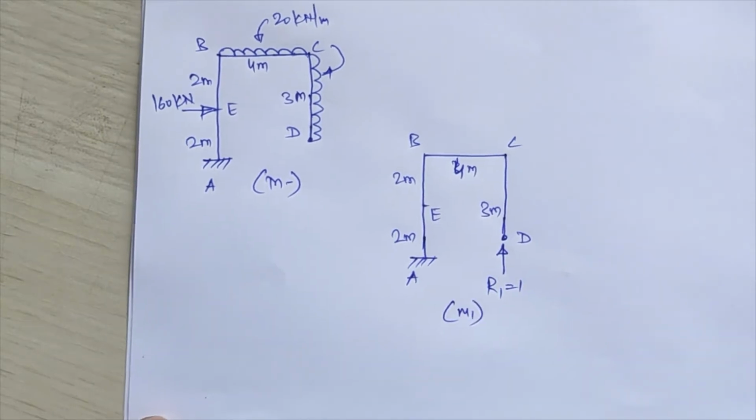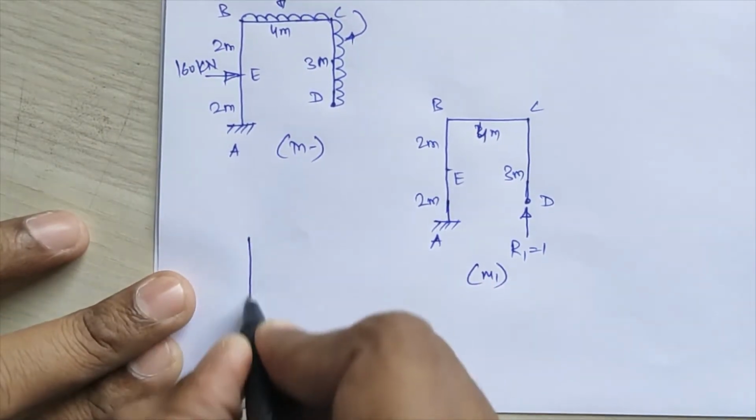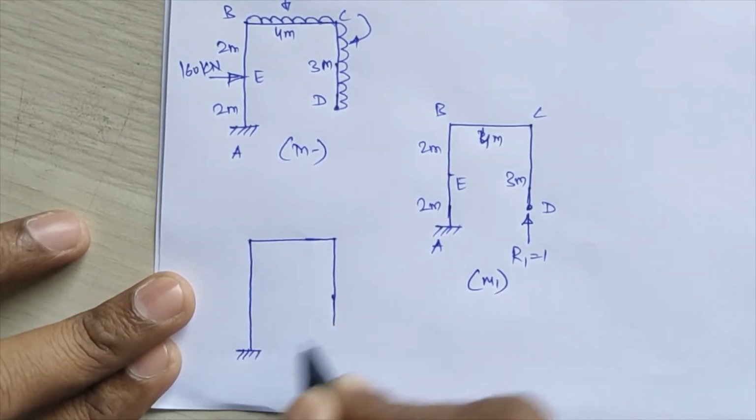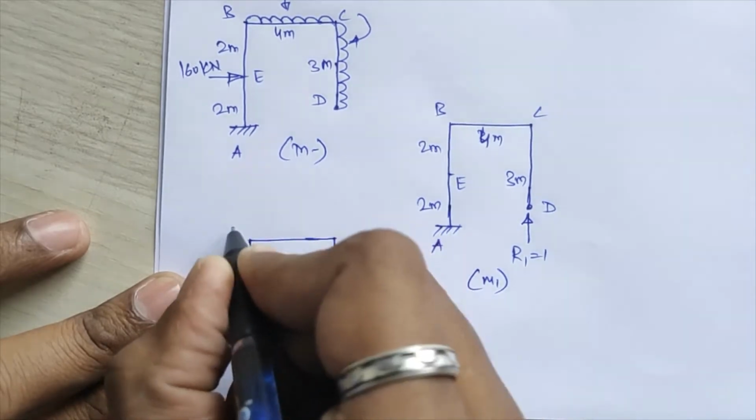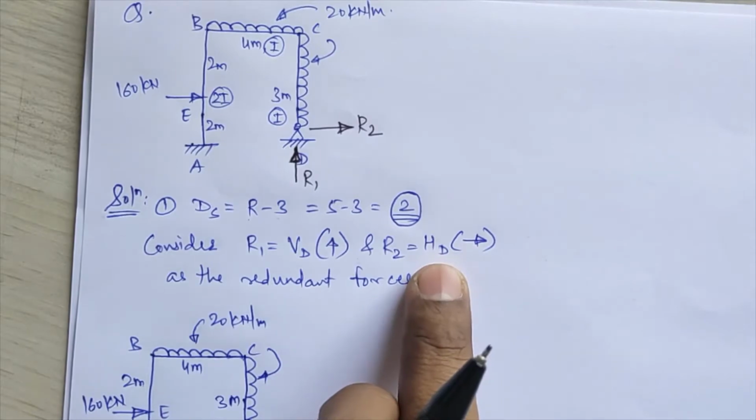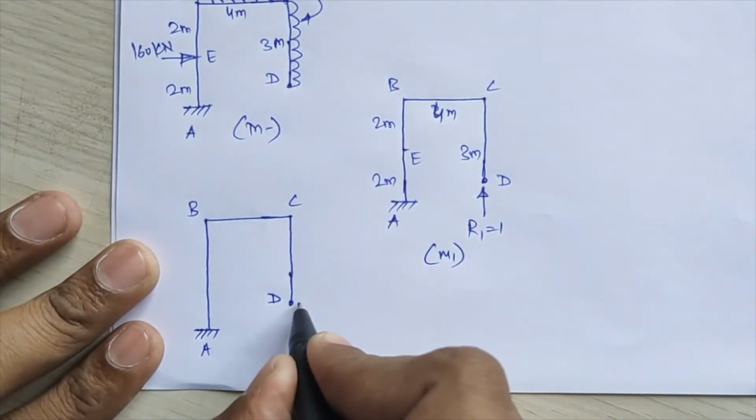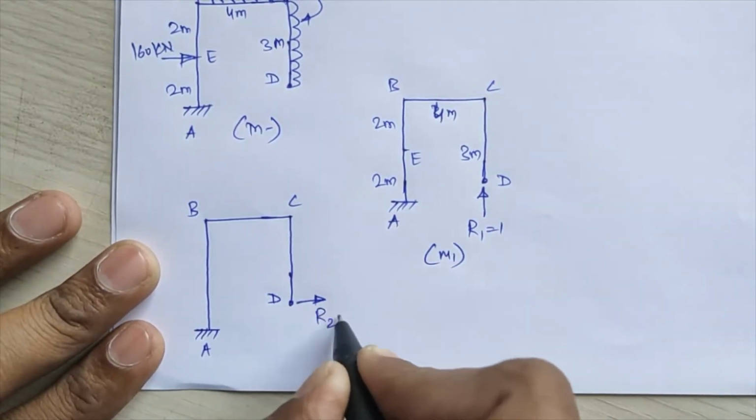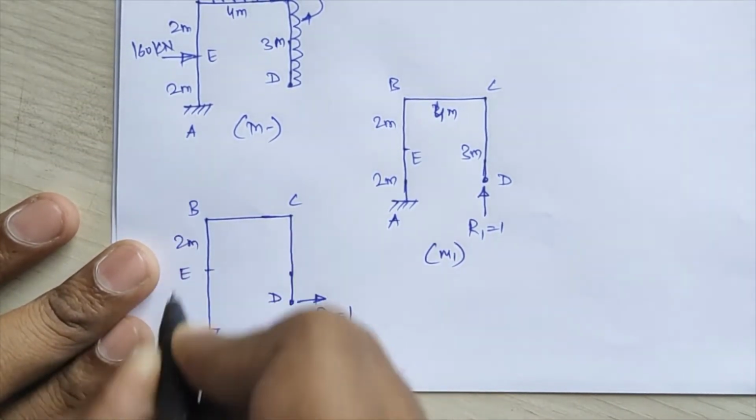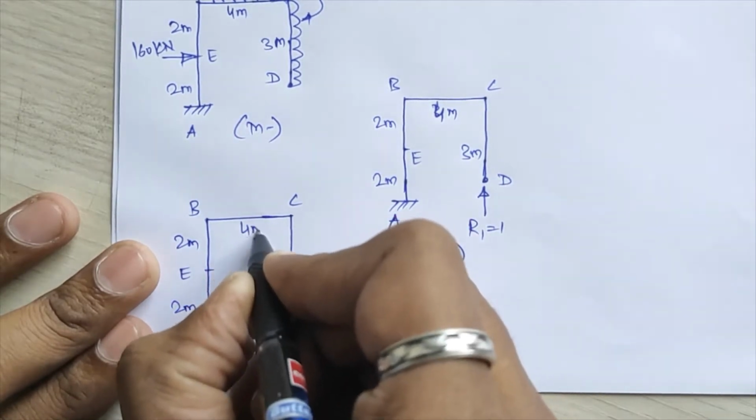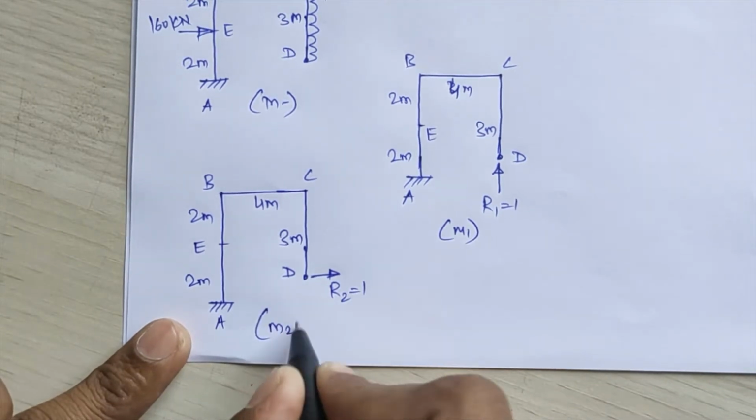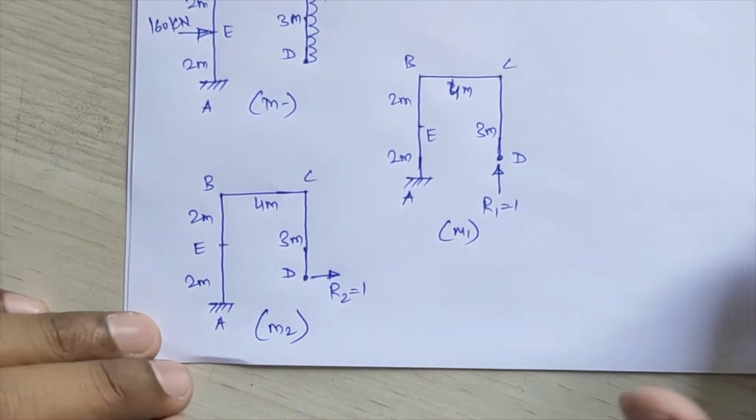This will be your small m1 diagram, and here I'll draw my small m2 diagram. In the small m2 diagram, we take a unit positive load for the second coordinate. The second coordinate you have assumed is the horizontal reaction at point D, right? So here you'll consider that R2 is equal to 1 now. That will be the horizontal reaction at point D. So this will be my small m2 diagram. I have done with the 3 diagrams.